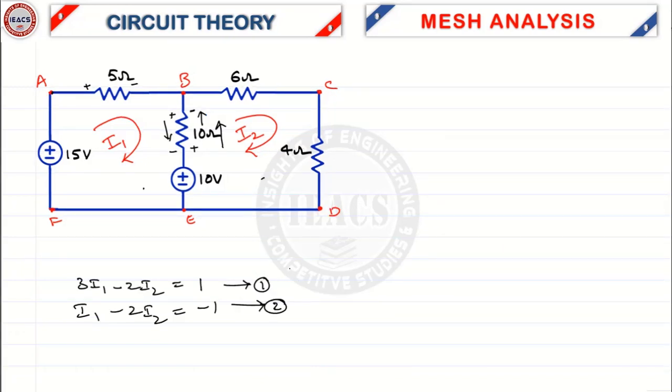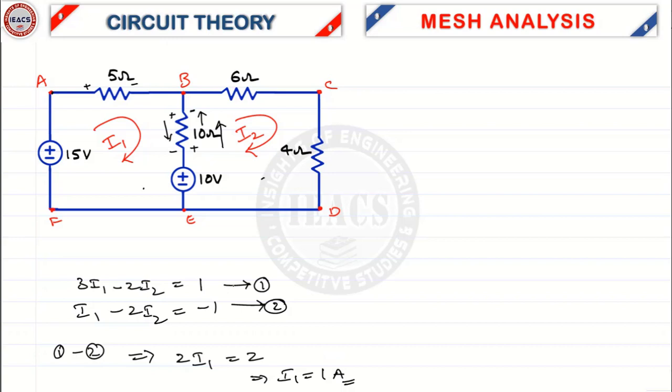So after getting the mesh equations, the next step is to solve them to get the mesh currents I1 and I2. We can use any mathematical technique to solve these two equations. Let us subtract equation 2 from equation 1. You will get 2 I1 equals 2. So I1 will be 1 ampere.